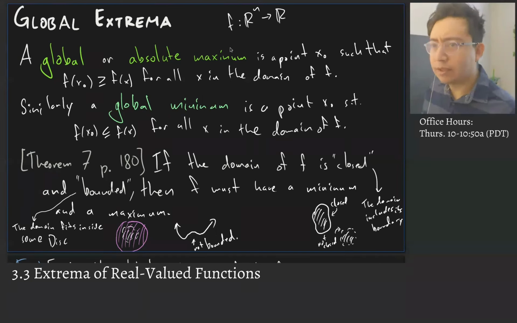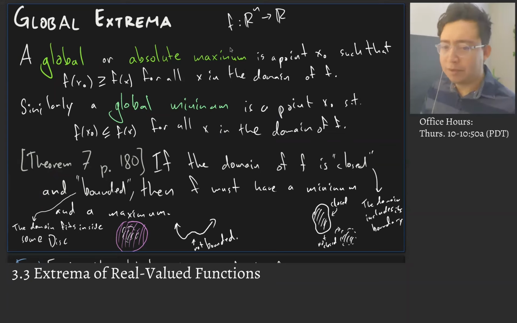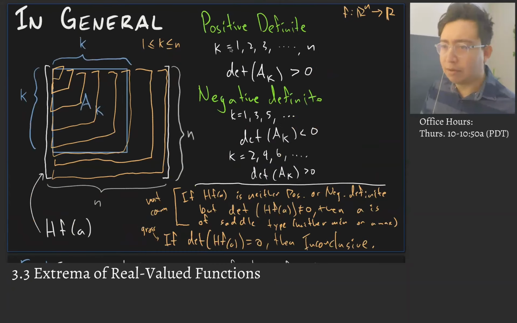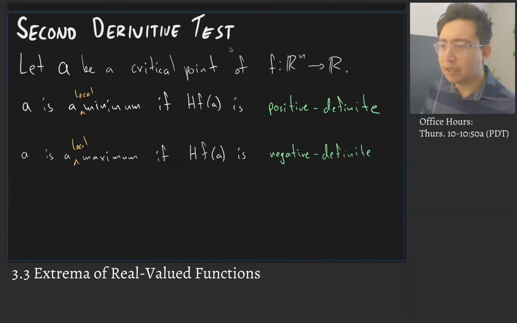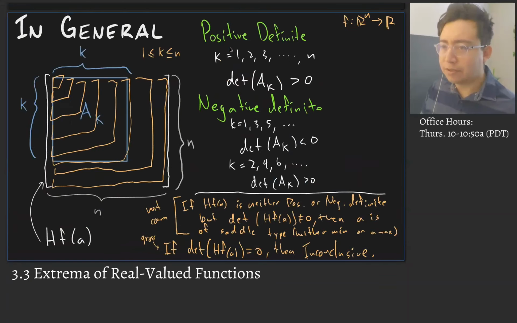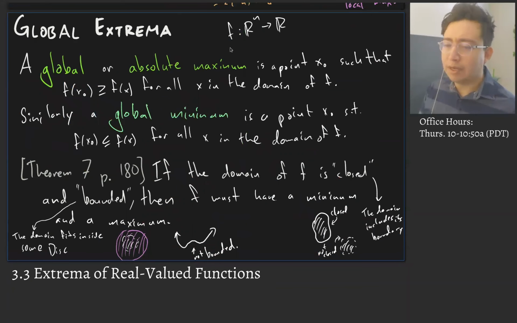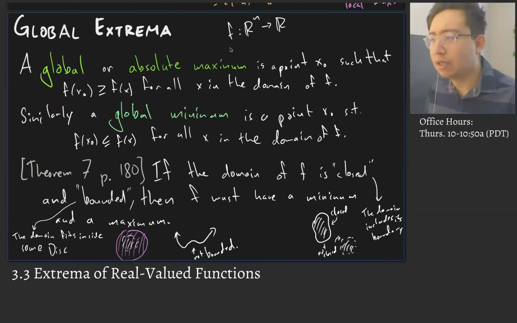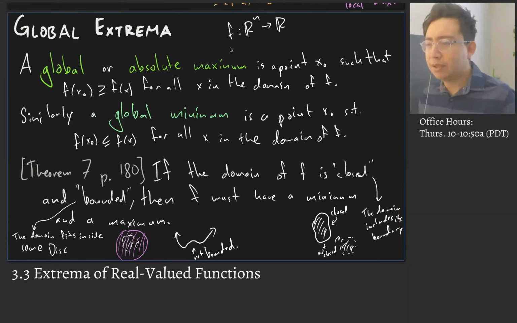So let's go ahead and get started on this. We left off yesterday here in 3.3, talking about global extrema. If you remember, we started off talking about local extrema, and we used things like the first derivative test. Then we discussed the Hessian matrix and the second derivative test. And then we got here to global extrema, and we just gave some definitions, but we haven't done any examples yet.